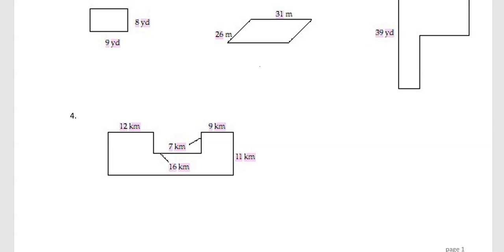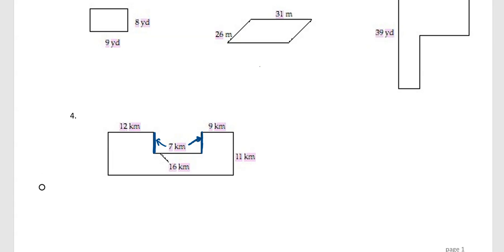Same idea in number 4 as in number 3, but number 4 is a little more involved. One thing is you have to make sure when you see these numbers on the sides, what side goes with which number. So this 7 kilometers is meant for this side. Now, something important to mention: these diagrams are not drawn to scale, so you want to pay attention to the numerical values. But you also may want to recognize that this side here is also 7 kilometers.